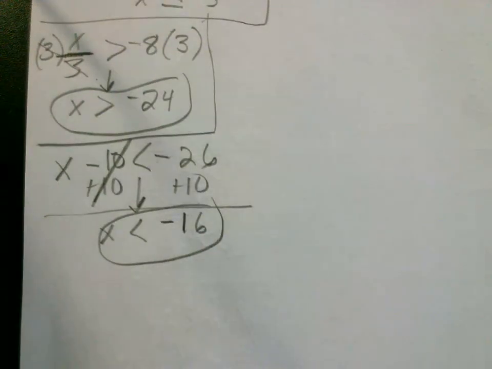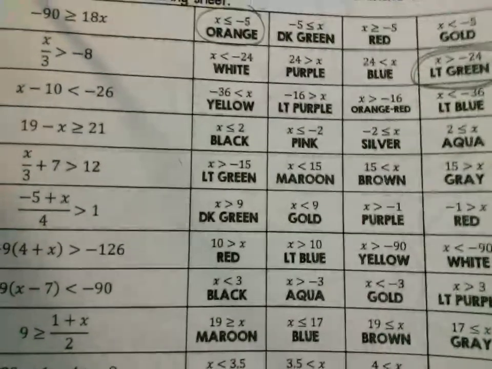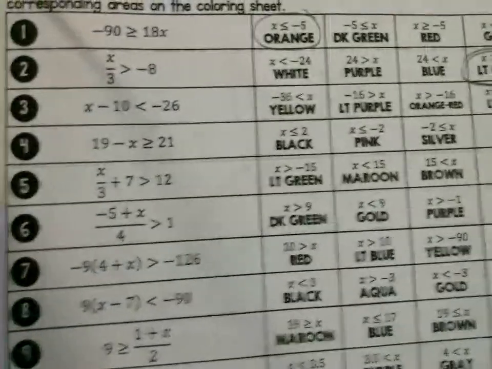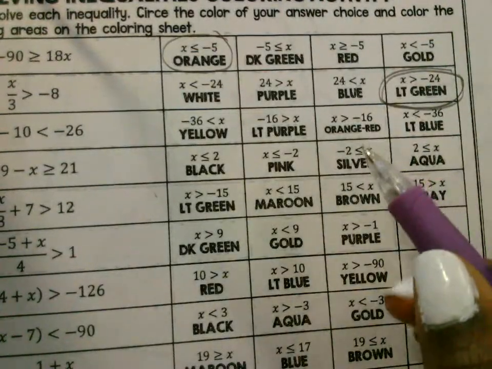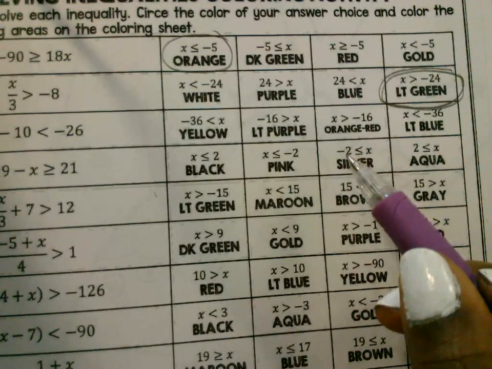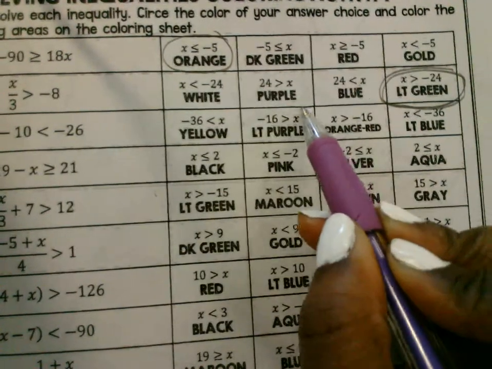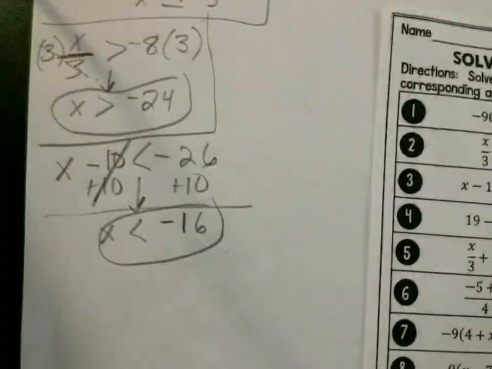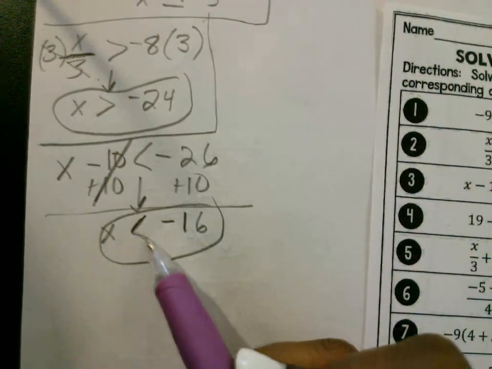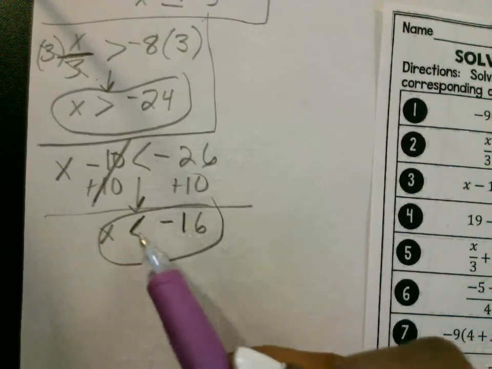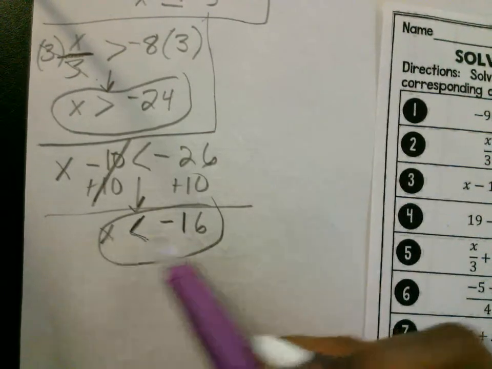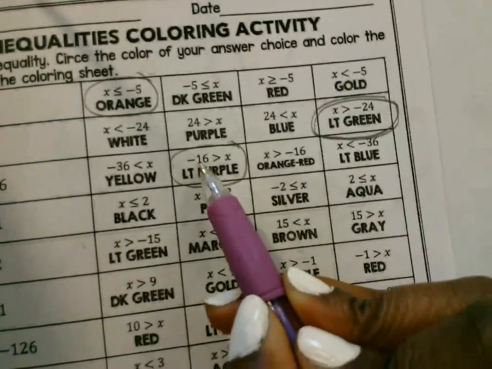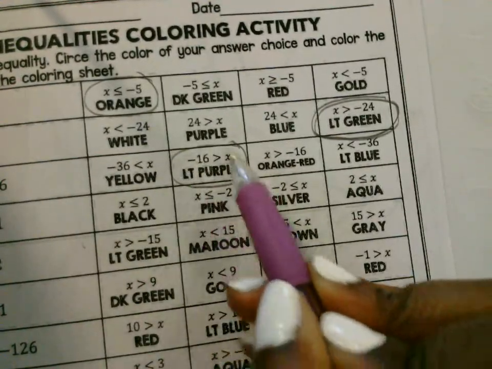What color is that going to be? The mouth is open to the negative 16. It's number 3. Orange, red, light blue. It's light purple. See how it's open to the negative 16. That means that x is smaller than negative 16. Negative 16 has to be bigger. Here, negative 16 is bigger. So it's light purple.